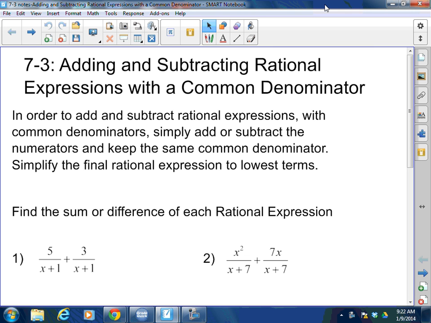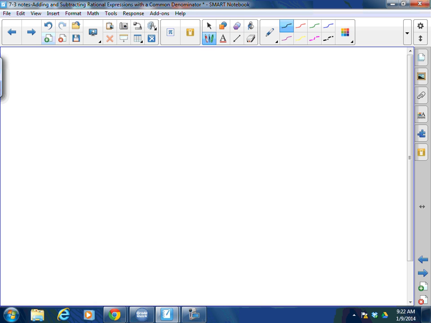Today we're going to be talking about adding and subtracting rational expressions, but we're going to stay easy today. We're going to add and subtract rational expressions that already have a common denominator. Just as an aside, let's remember real quick, we're going to go back in time. I'm not trying to dumb it down. I just want you to see the connections here, okay?